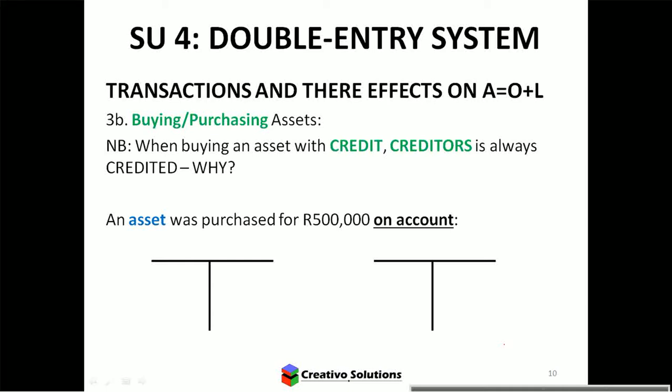When buying an asset with credit. Once again, asset will increase. And it's creditor, so it's a loan? No, it's a creditor. A creditor is the supplier. They would be credited because it's a liability, going up. Okay.